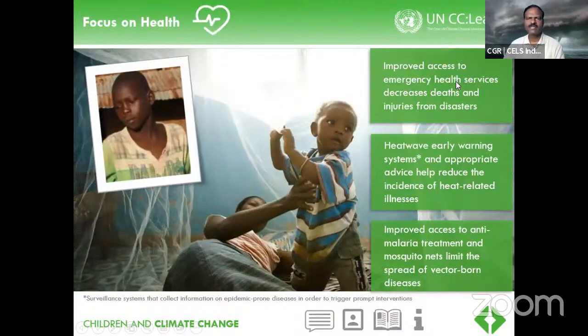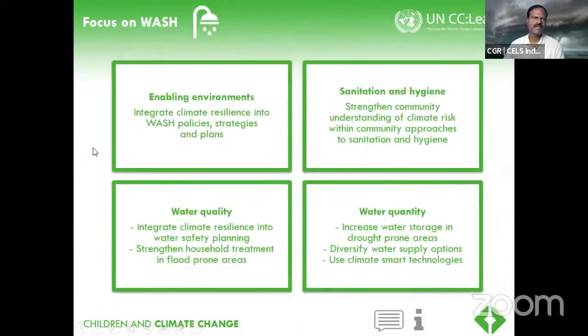Improved access to emergency health services decreases death and injuries from disasters. This is very critical. Health and education are both critical, but health immediately after a disaster is very, very important. Heat wave early warning systems and appropriate advice help reduce heat-related illness. Then improved access to anti-malaria treatment and mosquito nets. This is a very simple thing actually. A mosquito net appears a simple device, but it has prevented so many deaths globally. And it is eco-friendly also.